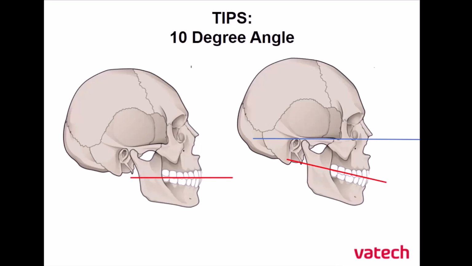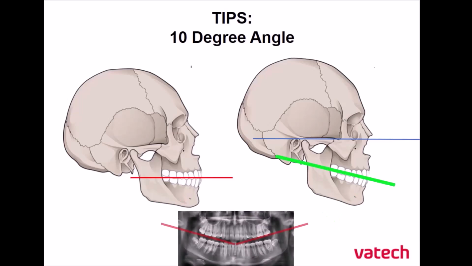As a tip, the objective of this beam is to have the head tilted in the occlusion at a 10-degree angle when positioned in the machine, which produces a slight smile effect in the pan.